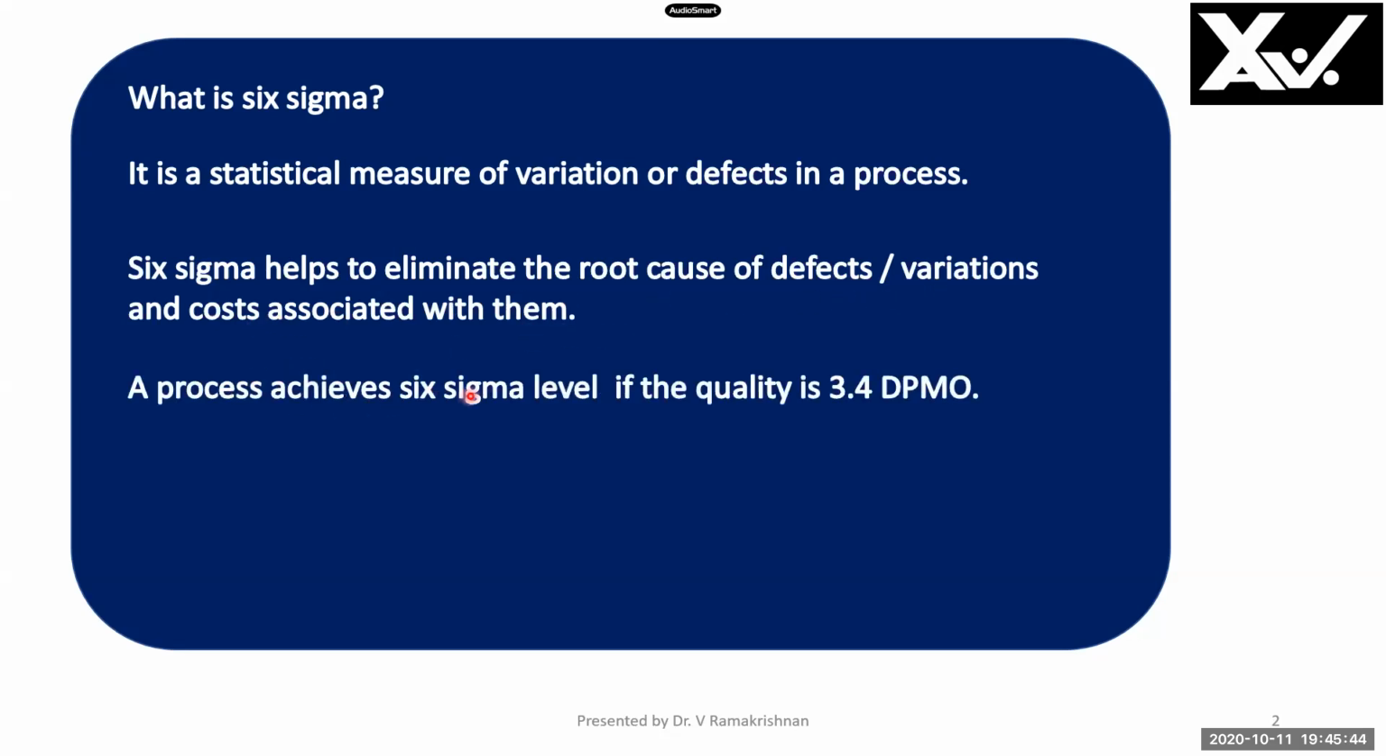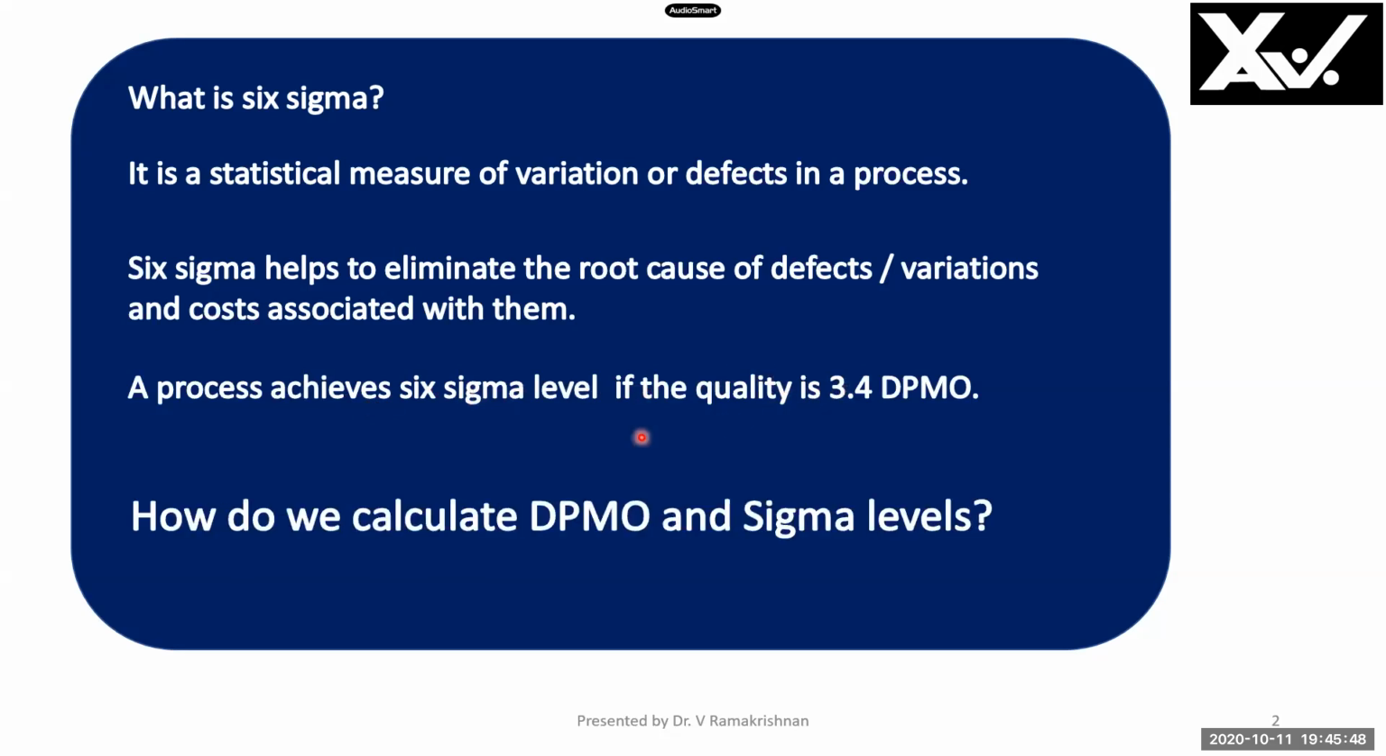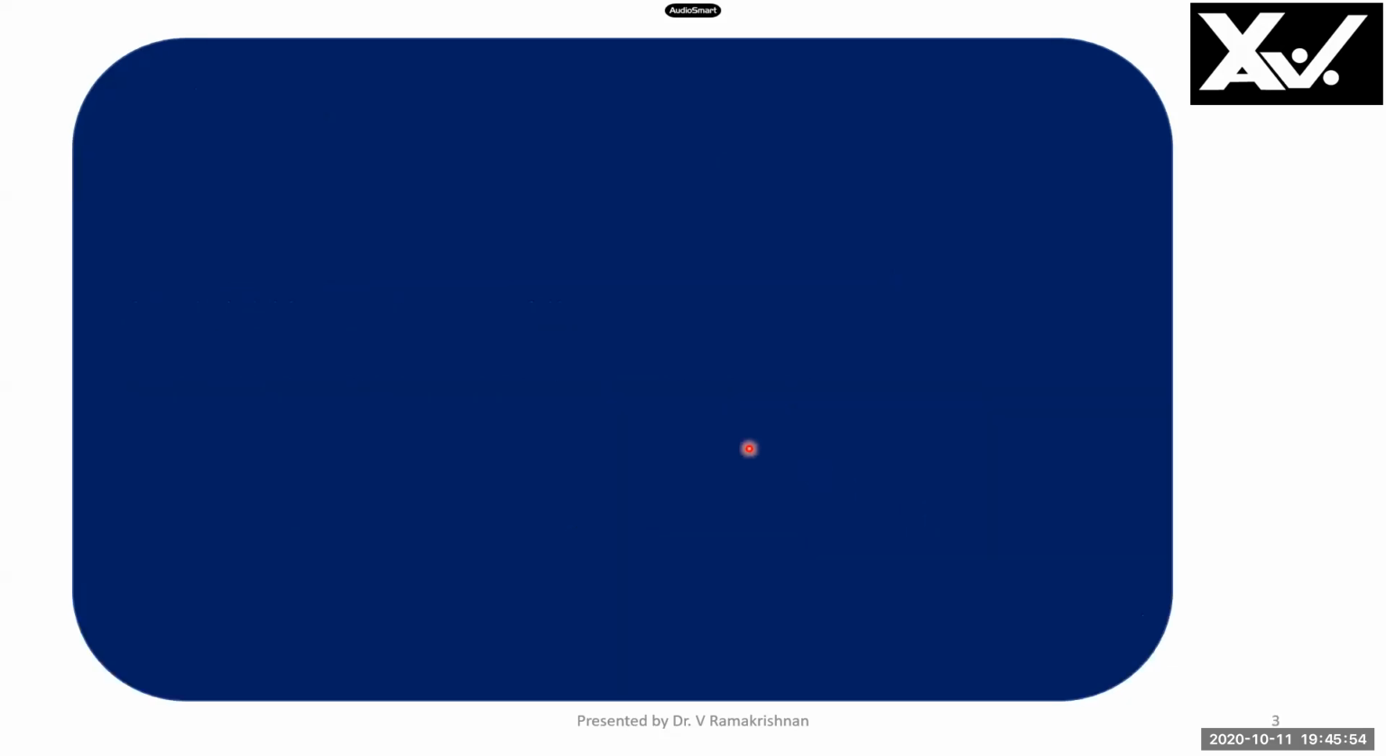A process achieves Six Sigma level if the quality is 3.4 DPMO. DPMO means defects per million opportunities. How do we calculate this DPMO and sigma levels? That's what we are going to see here.